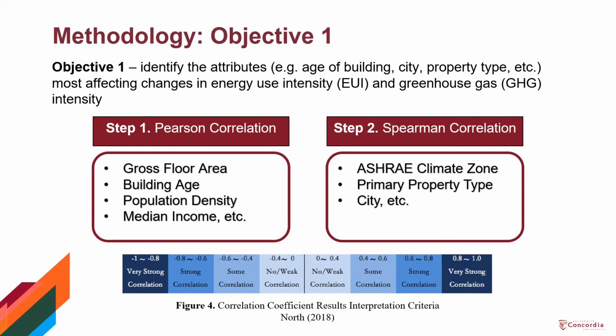To determine the key attributes for Objective 1, Pearson correlation will be used to evaluate the strength of correlation between numerical attributes such as gross floor area and our target variables of EUI and GHG intensity. Spearman correlation will then be used for attributes comprised of categorical data such as the ASHRAE climate zone. Performing the correlation analysis will allow us to remove attributes showing little or no correlation, as well as identify the attributes showing the strongest correlations to the target variables, which will then be used for the subsequent objectives.